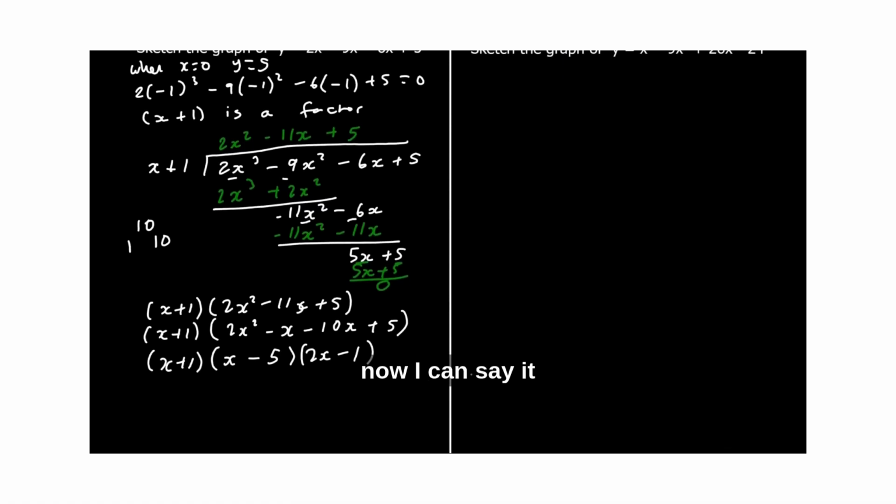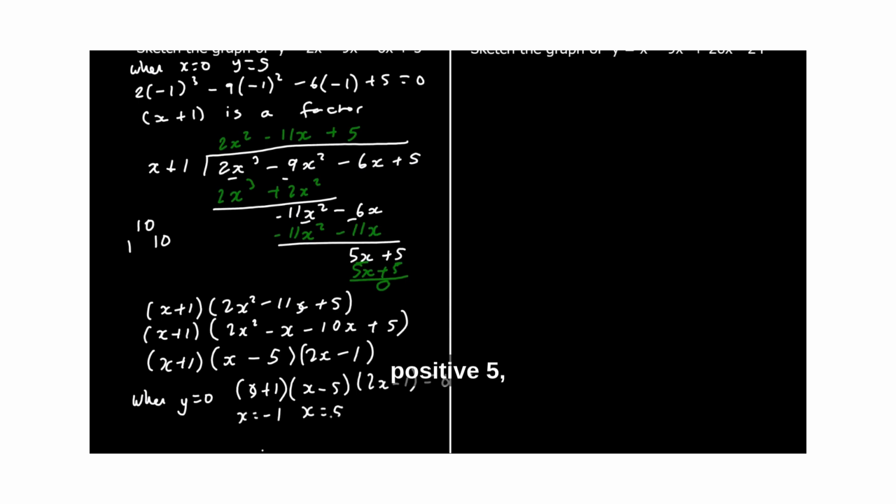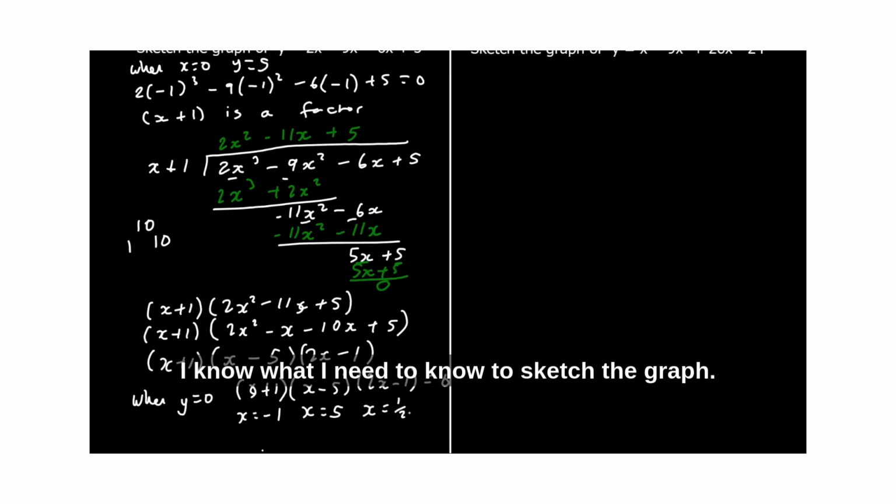So now I can say it crosses when y equals 0. I'm going to have x plus 1 times x minus 5 times 2x minus 1 equals 0. So x is negative 1, positive 5, and a half. I know what I need to know to sketch the graph.